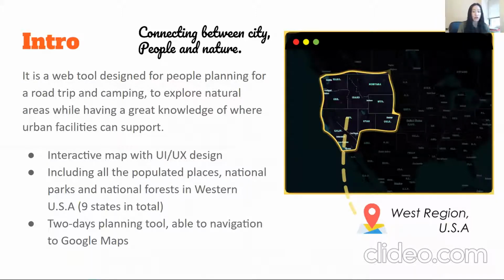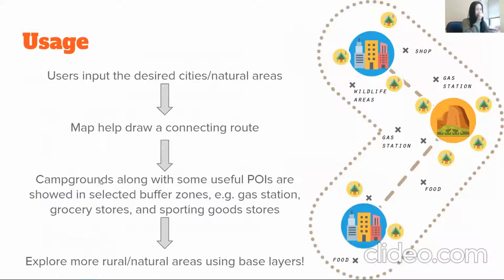Because people, as hardworking citizens living in a big city, a weekend trip in a natural area must be a comfort. But some of them don't want to be too off the grid. So this map tool works for them. It is an interactive map with UI/UX design, and it includes all the populated places, the national forests and the national parks in Western USA. There are 9 states in total. It has a 2-day function for planning a trip, and it is able to navigate to Google Maps as well.